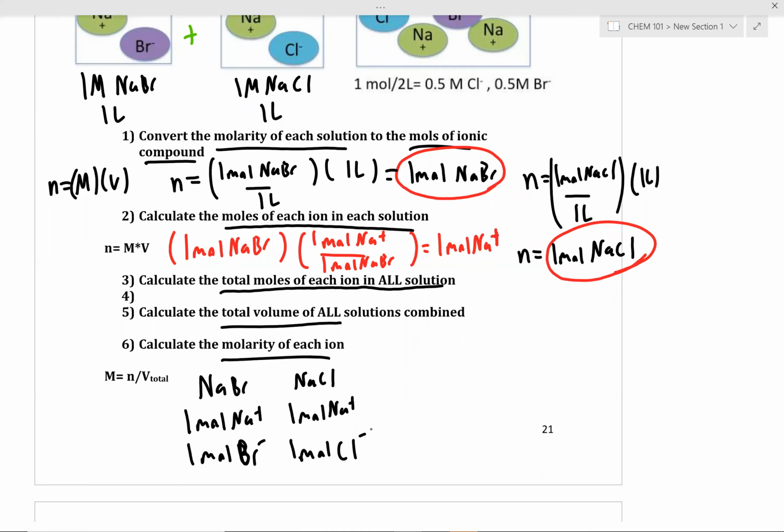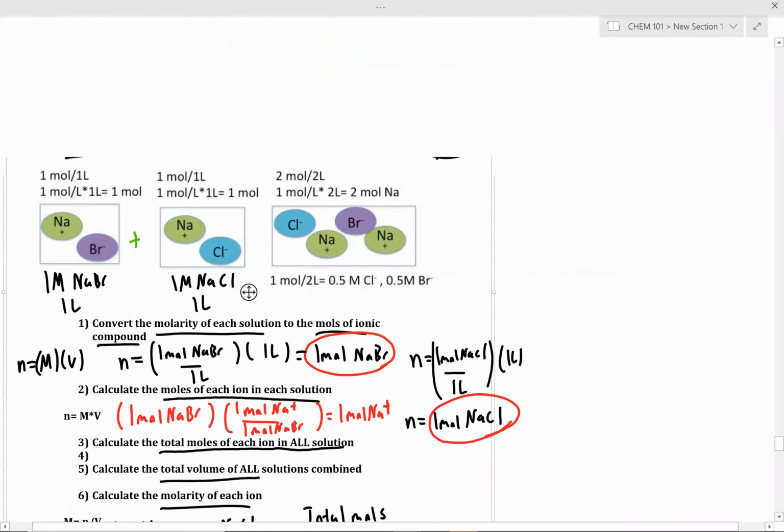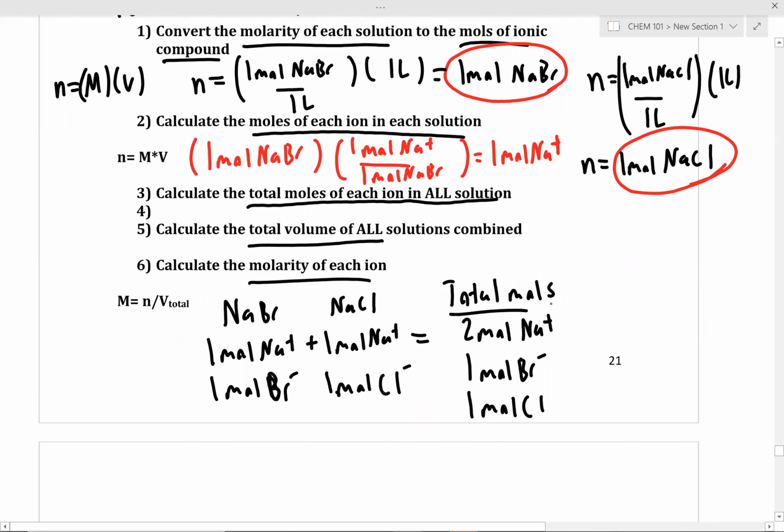Now, if I want to look at my total moles, so for sodium, if I add the moles of sodium found in each solution together, what do I get? What's 1 plus 1? 2. So I have 2 moles of sodium. How many moles of bromide do I have in both of my solutions? 1. And I have 1 mole of chloride. Okay. Perfect. So I have my total moles established.